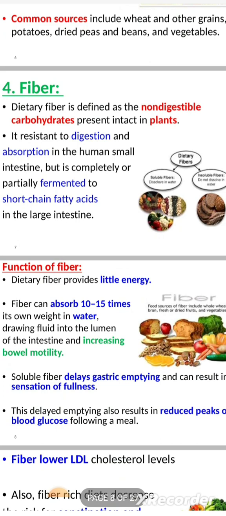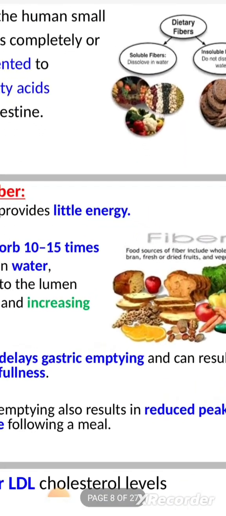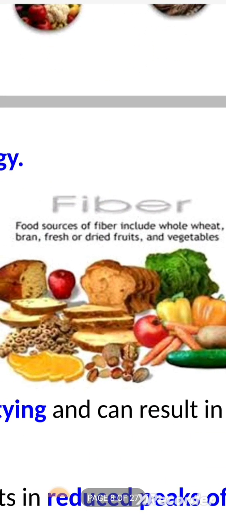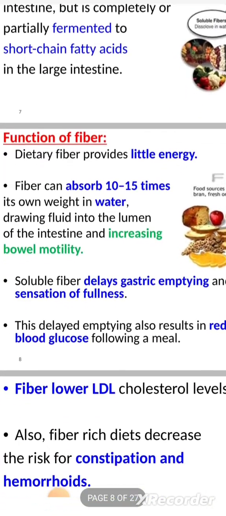The function of fiber: dietary fiber provides little energy, but fiber is good. Sometimes it can absorb 10 to 15 times its own weight in water. They can draw fluid into the lumen of the intestine, increasing bowel motility. So it's good for movement of the bowel, especially in elderly people. They need to take some fibers. Food sources of fiber include whole wheat, fresh or dried fruits, and vegetables.